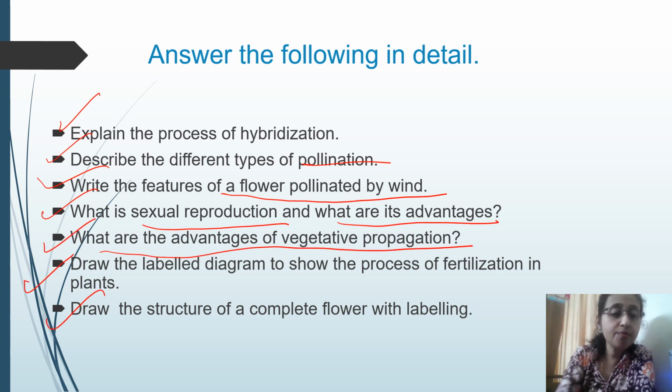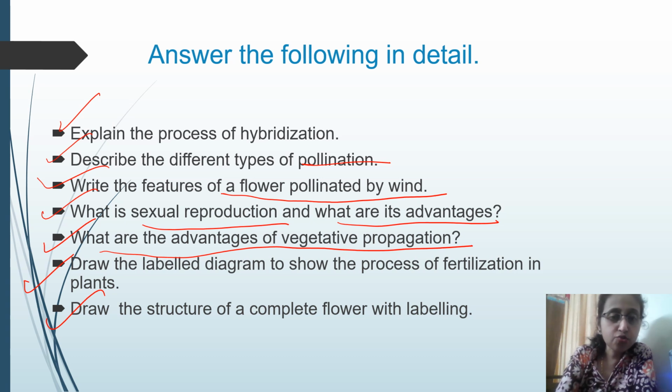And in diagrams, there are many diagrams in this lesson, like artificial propagation methods, grafting, cutting. They are very small diagrams. There are diagrams in wind pollination, this and all. You can practice those as well.